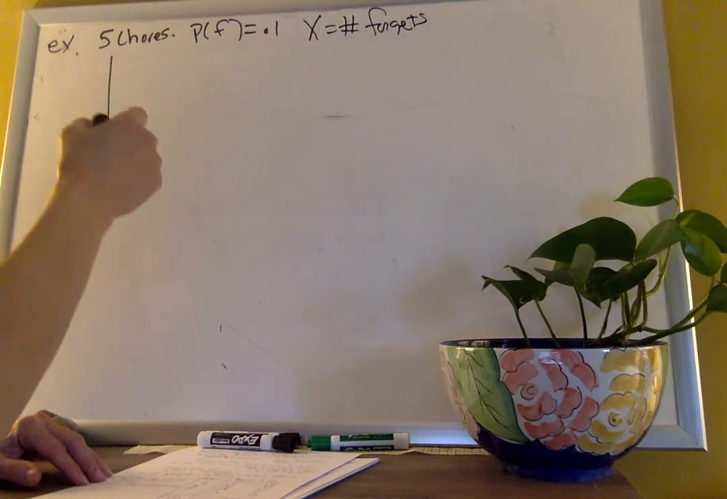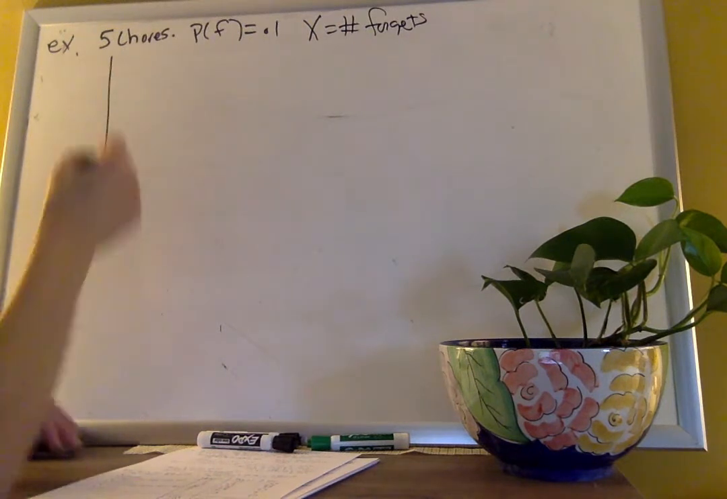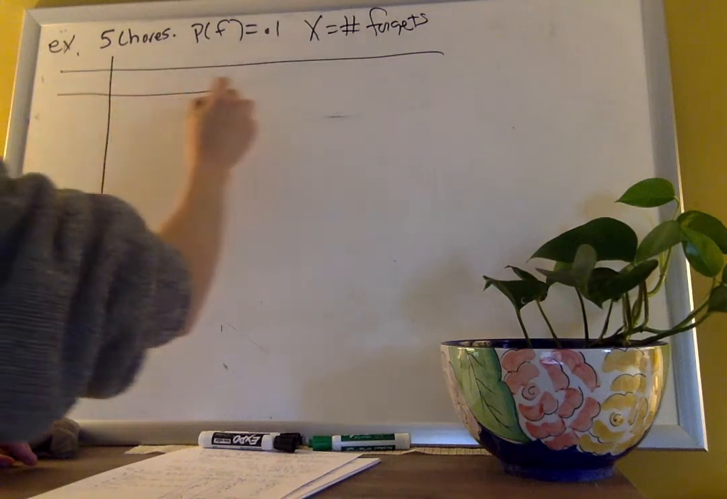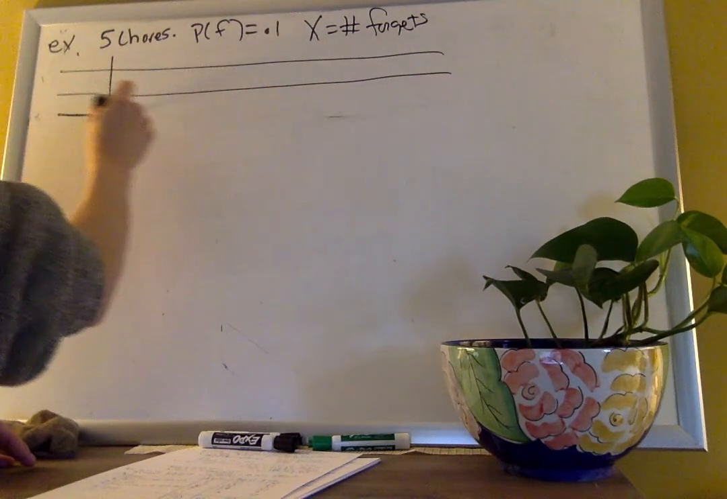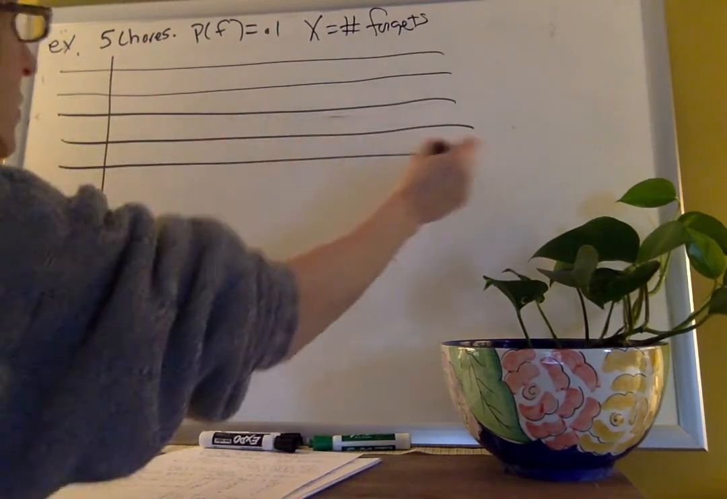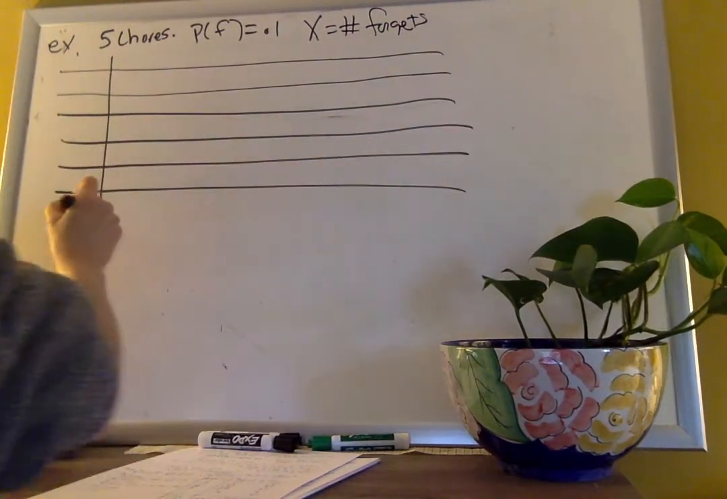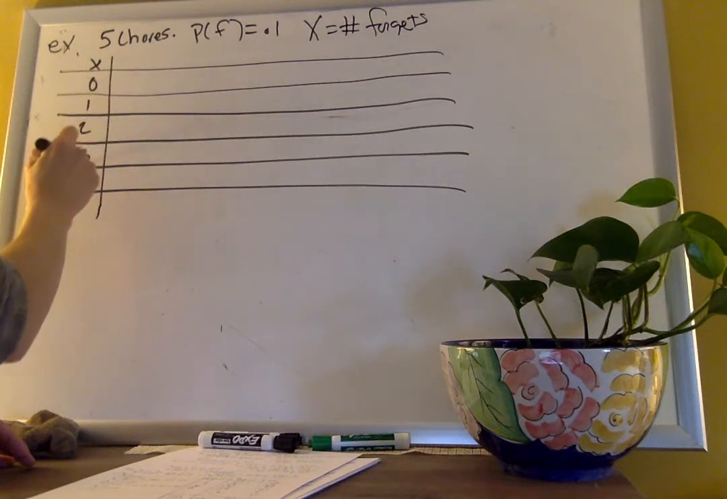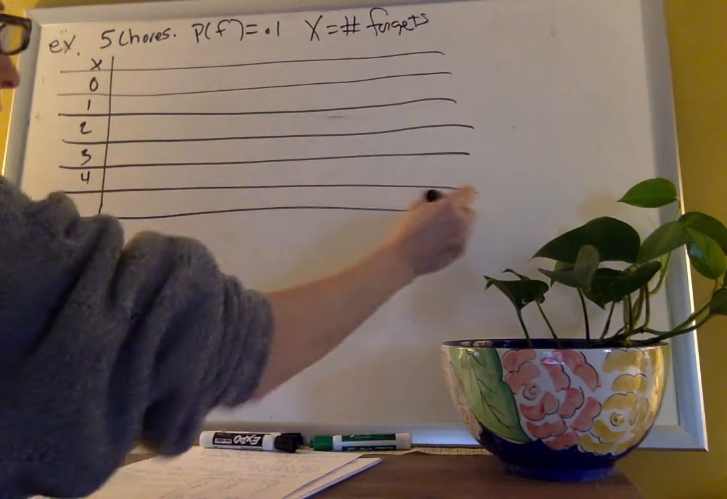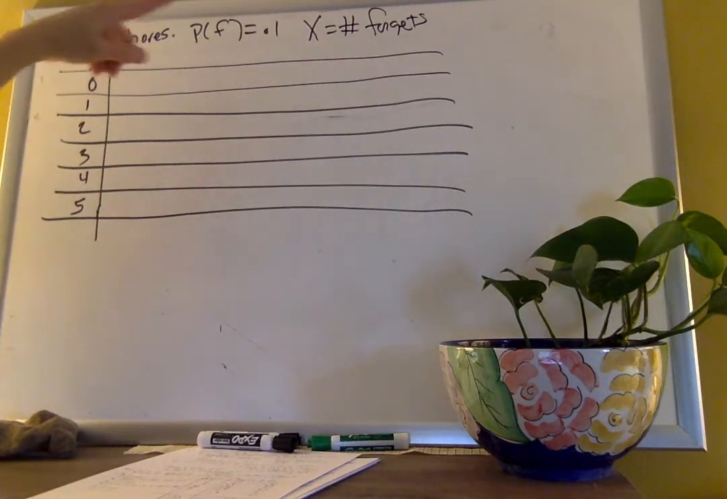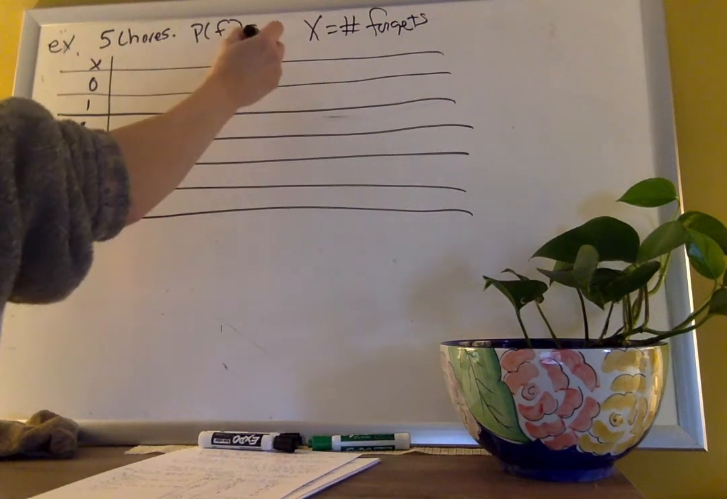So I sometimes, 1, 2, 3, 4, 5, 6. I sometimes start to write crooked, so maybe I should go ahead and make myself a grid. 2, 3, 4. Let's see. X, 0, 1, 2, 3. Yeah, I need one more. Okay. Remember, we're doing the number of forgets.